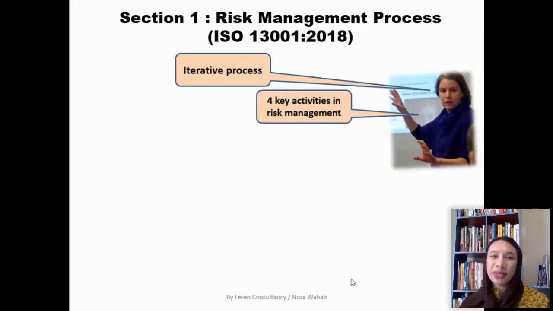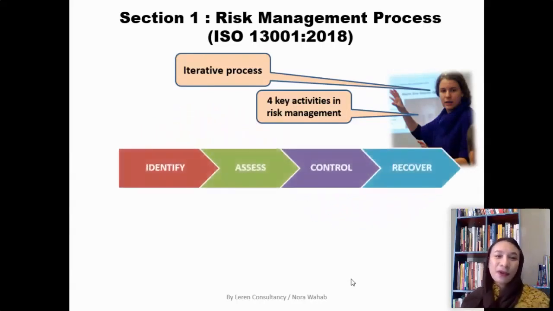So based on the risk management ISO 13001, there are 4 key activities that I want everyone to understand at a basic level. It's not complicated, just basic things that I hope after this you will understand what the risk management process is if someone asks you about that. So basically, it's just 4 key activities: identification, assessing, control, and recover.